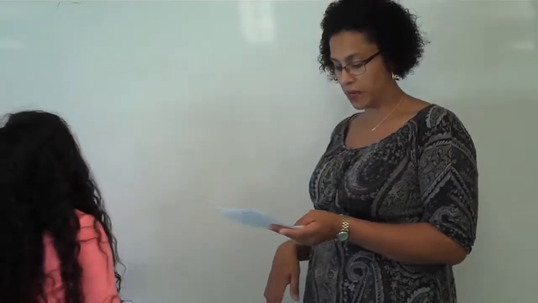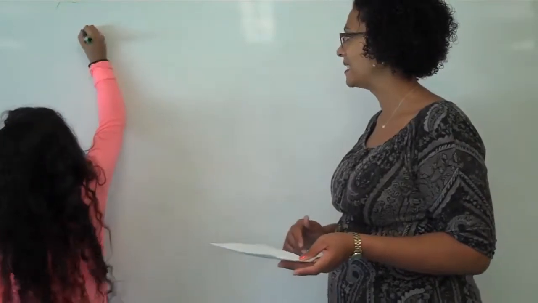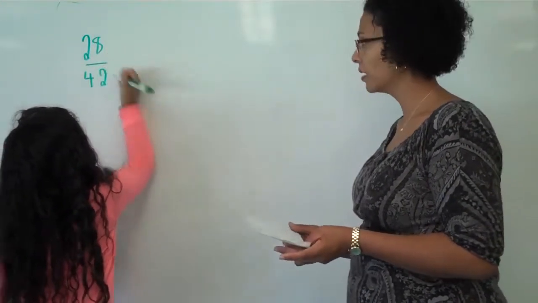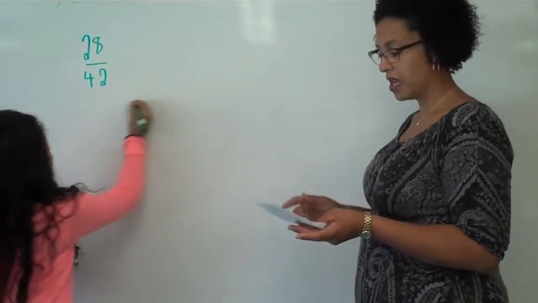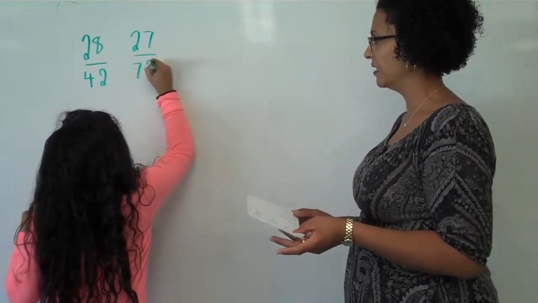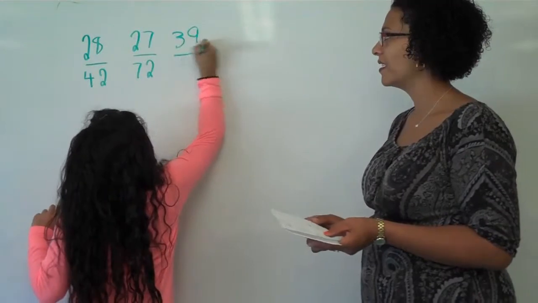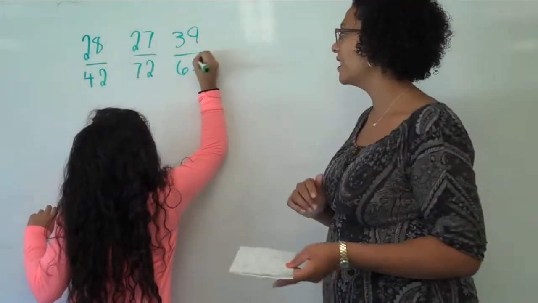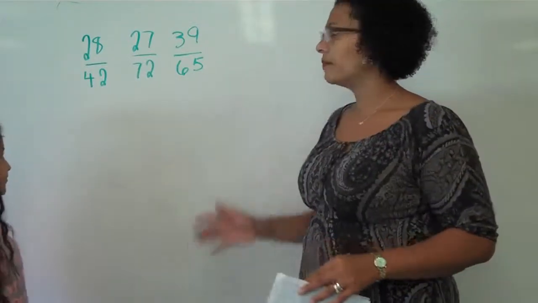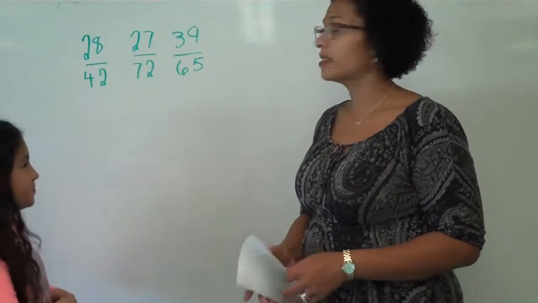So on your own, I want you to try, these are bigger ones, so you might need to do some division. 28/42. 27/72. And 39/65. So they kind of progressively got a little bit more challenging. Like I said, the notes you should already have, but just as a little refresher because we will be revisiting simplifying.